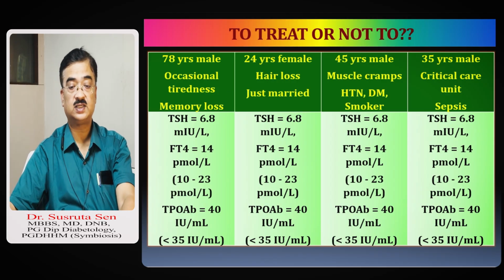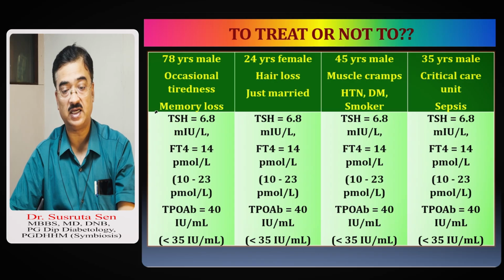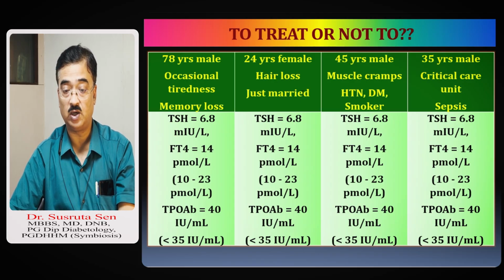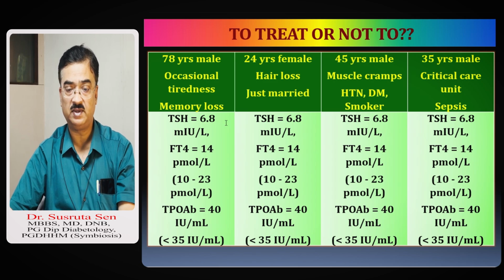Now, this is a very typical picture I am presenting to you, where all four features are almost similar. A 78-year-old male, occasional tiredness with memory loss. A 24-year-old female, hair loss, just married. A 45-year-old, muscle cramp, hypertension, diabetes mellitus, smoker. A 35-year-old male, critical care unit with sepsis.